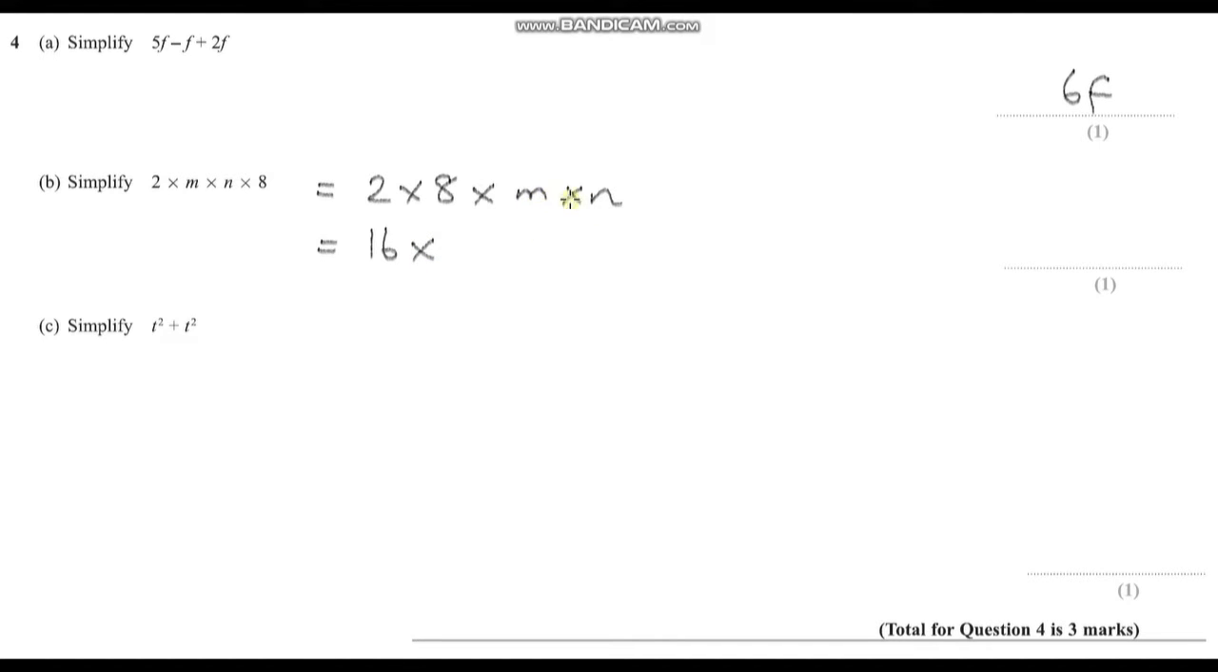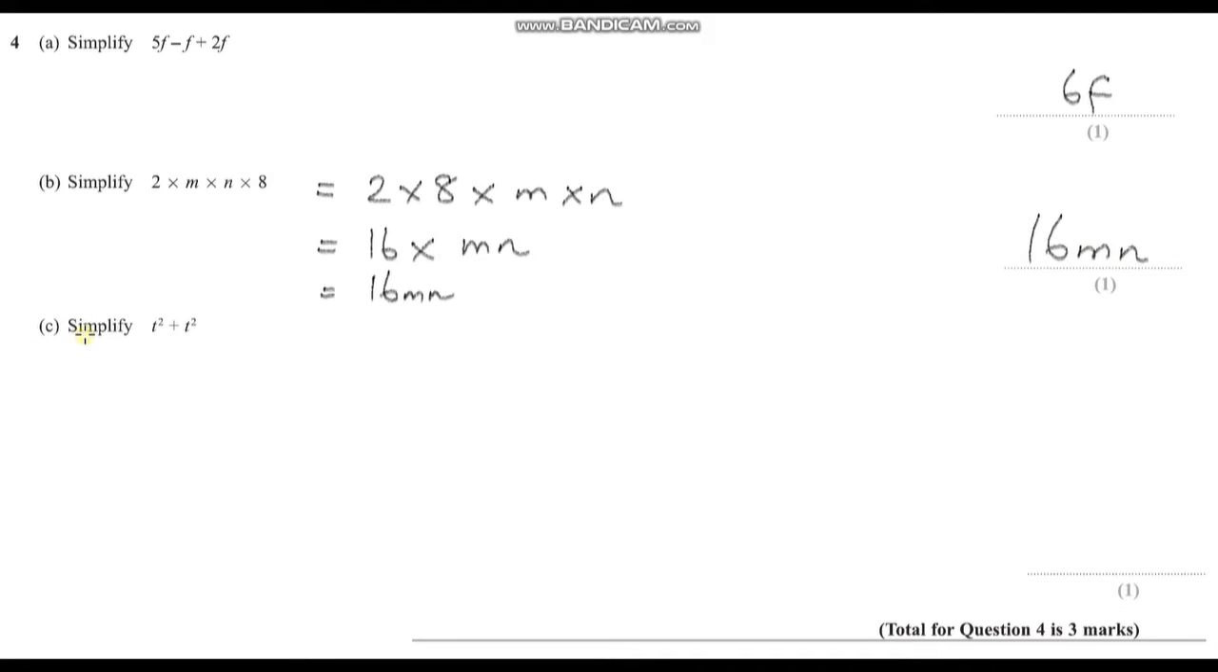When we multiply variables together, we could just put the letters next to each other. So that is just the same as mn. But also, when we multiply any number with any combination of variables, again, we can just put them together. So this is exactly the same as 16mn. So that is our answer, 16mn.